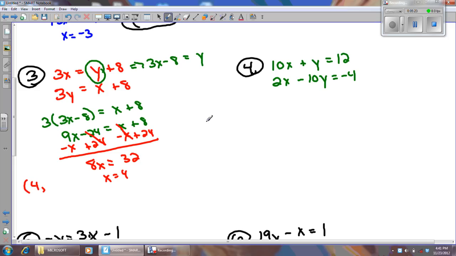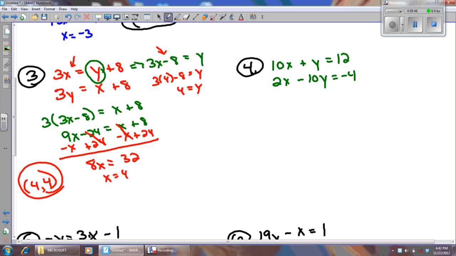All right. Now, since x is 4, I think I'll plug it into the first equation. Actually, the green one here. The green version of the first equation. I'll get 3 times 4 minus 8 equals y. That's 12 minus 8 is 4. It means y is 4 as well. These two lines intersect at the point 4, 4.